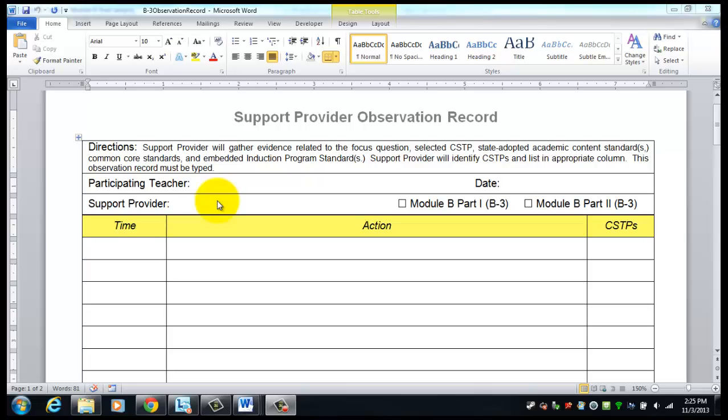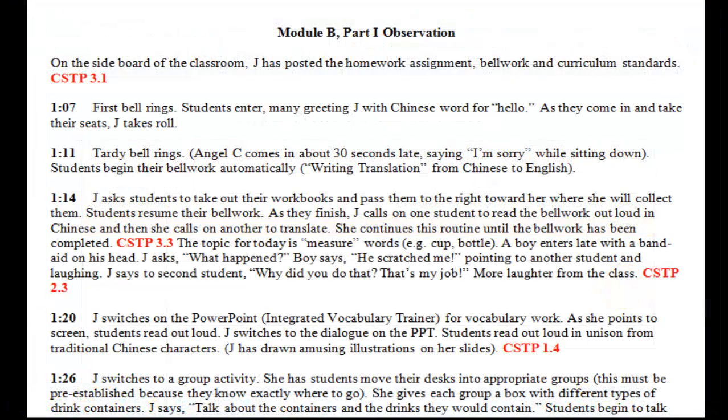If they decide to type it up in a Word document, for example, it must have the participating teacher's name, support provider's name, and the date of the observation. It needs to be identified somewhere that it's Module B Part 1, Module B Part 2. It also needs to keep a timeline of when different actions and different things are said during the lesson. This is where the actions would be posted. This would also include quotes from either students or the teacher. And this is a column where the support provider would identify the CSTPs. This is an example of a Module B Part 1 observation by a support provider, not using the form, but it is considered complete.